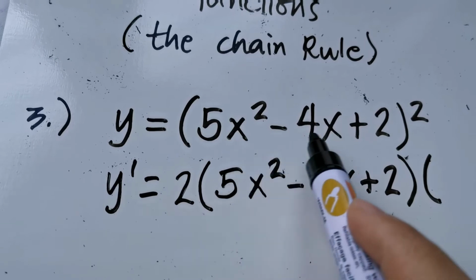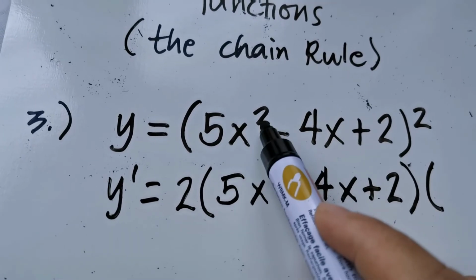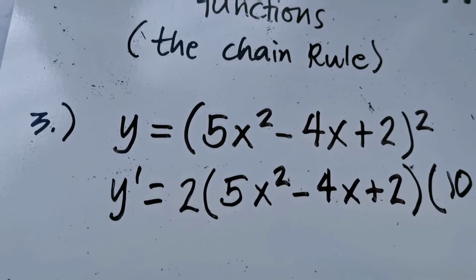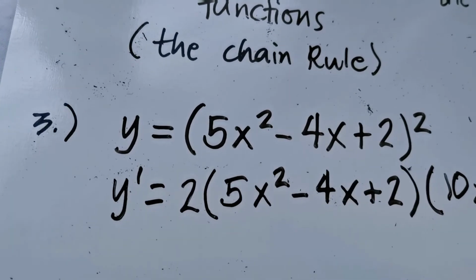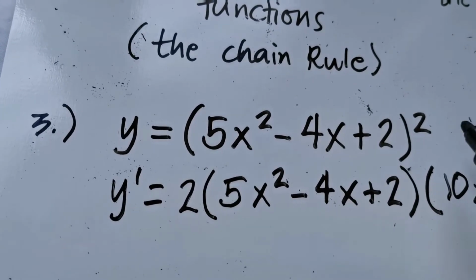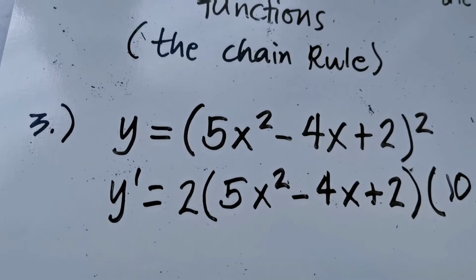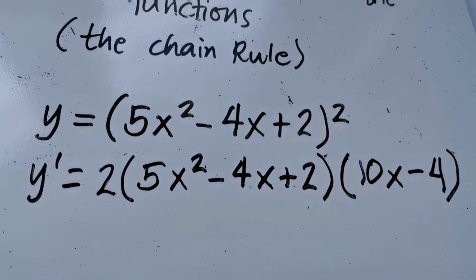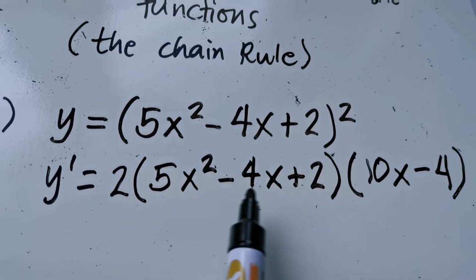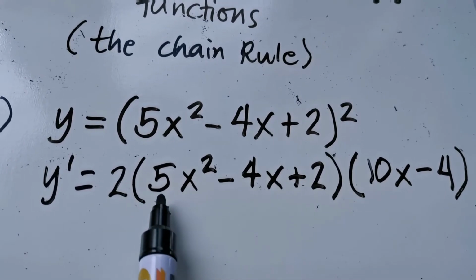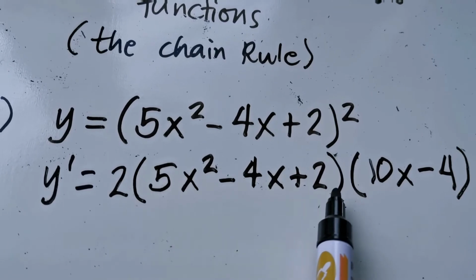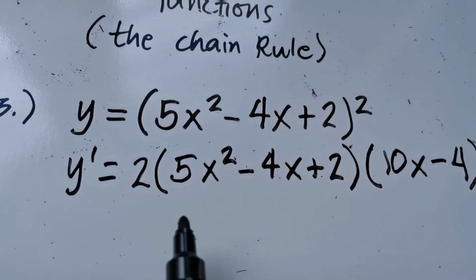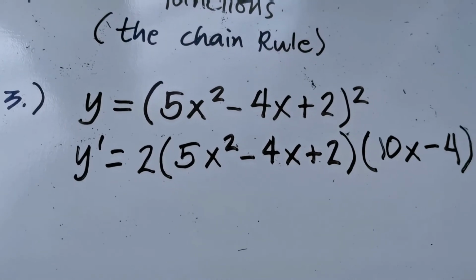times the derivative of the inner function, which is 2 times 5 is 10x, minus the derivative of 4x is 4. The derivative of 2 is 0, so we don't need to write 0. So our final answer is 2 times the quantity of 5x squared minus 4x plus 2 times the quantity of 10x minus 4. We can leave our answer in factored form.